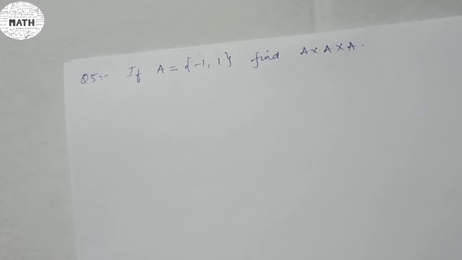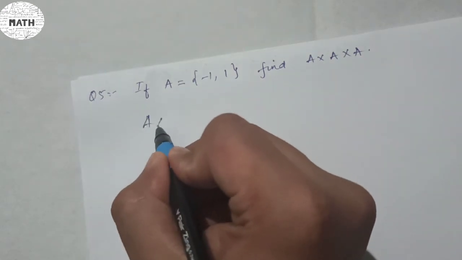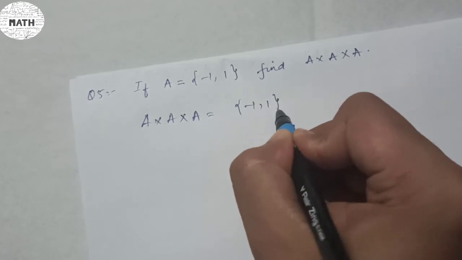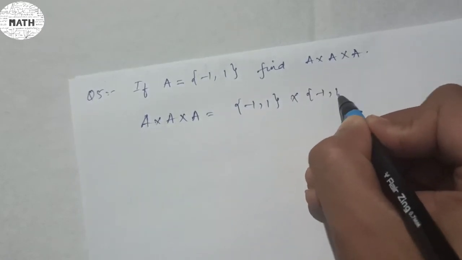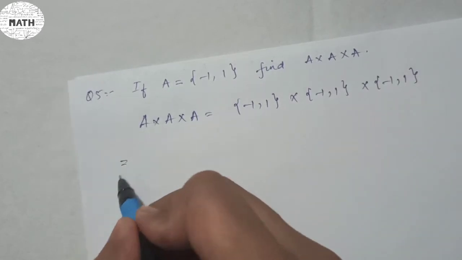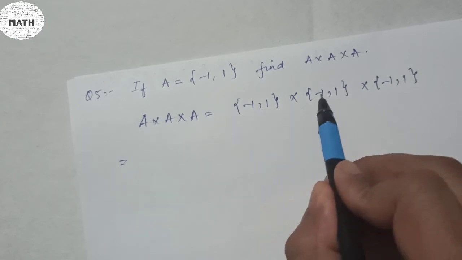In a similar manner, let us do question number 5. It is given that A is equal to {-1, 1}. Find A cross A cross A. Same thing, I'm going to take the help of remark number 4, that's nothing more than an ordered triplet. So your A cross A cross A would be {-1, 1} cross {-1, 1} cross {-1, 1}. What I'm going to do is first take every first element.